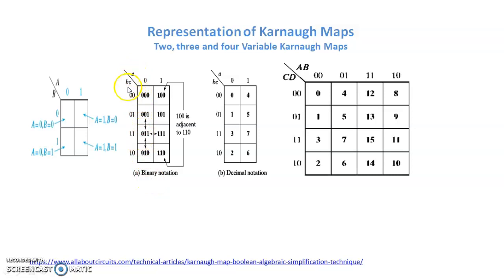This is the 3 variable K-map structure represented using binary notations. So here A, B, C are the variables. So we write the values here. A input values are 0 and 1. For B, C it is 0 0, 0 1, 1 1 and 1 0.